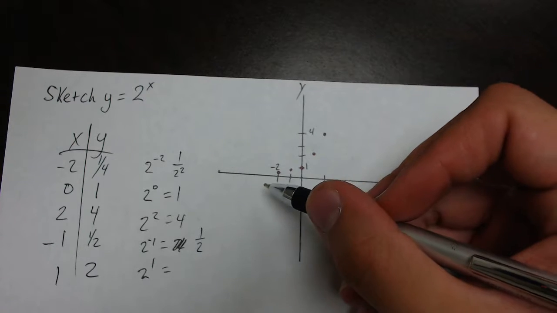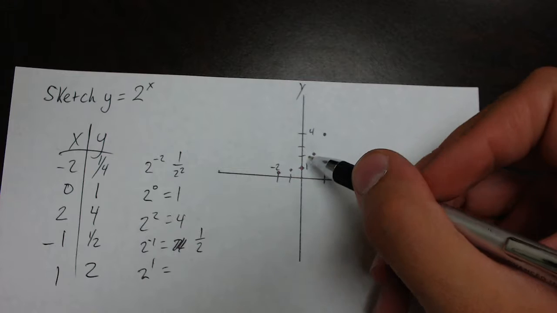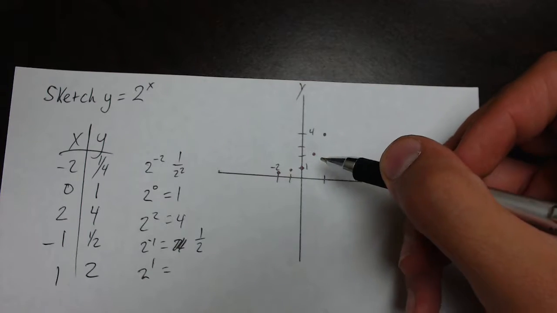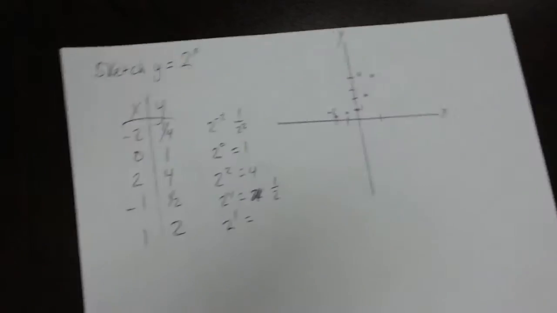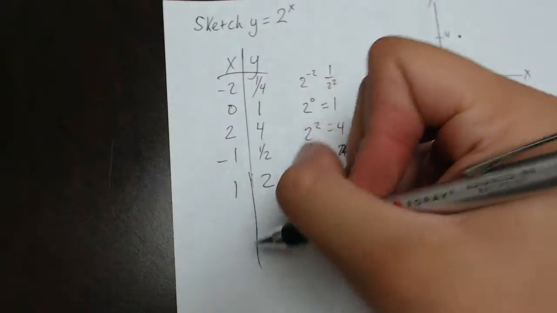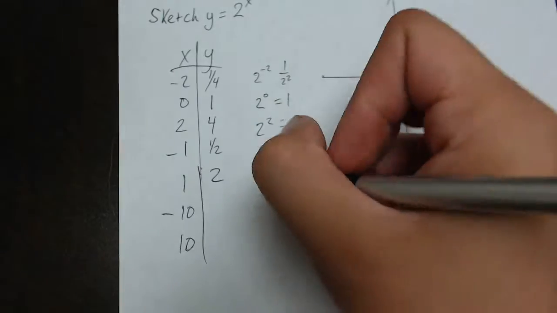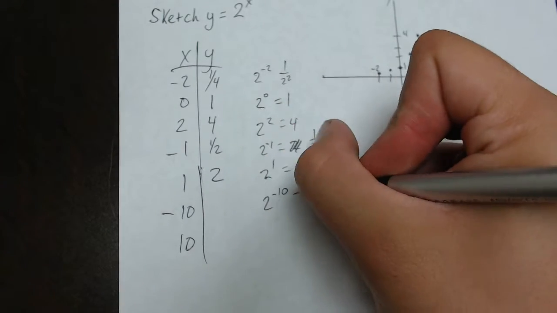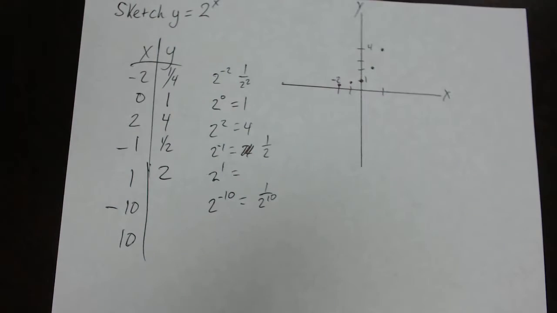And you can think of this a lot like connect the dots. This looks like a curve. Okay, but what does my curve do? I want to know what happens as my curve approaches the right and as it approaches the left. So let's go with some big numbers. We'll go with negative 10 and positive 10. So if I have 2 to the power of negative 10, that's going to equal 1 over 2 to the power of 10.